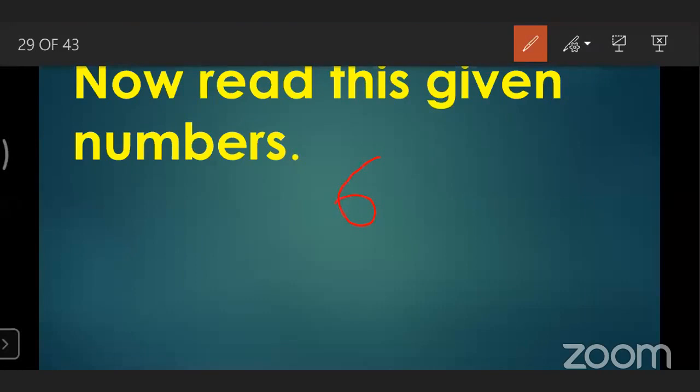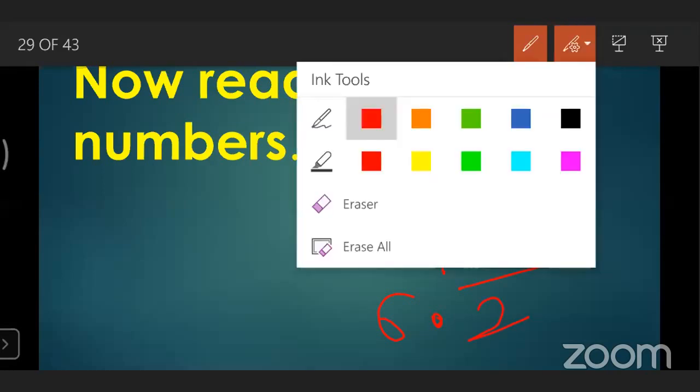Six and 2 upon 10. How will we write this down? Now 6 is a whole number, so write down 6 as it is. 6.2. Very good. 2 upon 10 is the first decimal place. So 6, put a point, 2. Very good. Now let us solve the next sum.